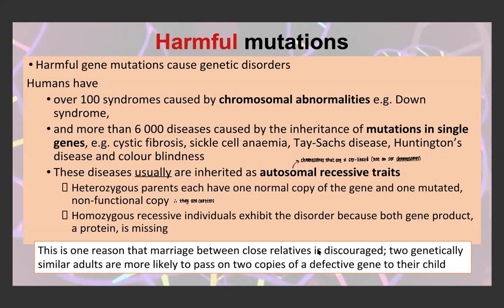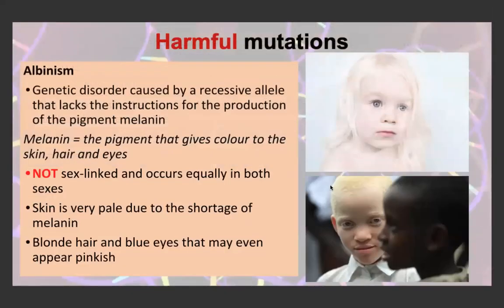This is one reason that marriage between close relatives is discouraged, because two genetically similar adults are more likely to pass on two copies of a defective gene to their child, so to have a child that is homozygous recessive for a harmful trait. Something like albinism is a harmful mutation. It's a genetic disorder caused by a recessive allele that lacks the instructions for the production of the pigment melanin. So melanin is the pigment that gives the color to skin, hair, and eyes. And a person with albinism would lack this pigment melanin because the recessive allele doesn't have the instructions to produce this pigment.